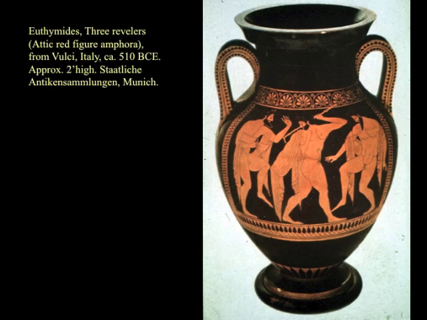Another very famous work. This is by Euthymides, and it's called Three Revelers, another painted red figure amphora, and again, also from Vulci, Italy. So this guy was actually a contemporary of Euphronios and one of his rivals, and in fact, he signed this particular work in a rather interesting manner. It actually says, "Euthymides painted me, as Euphronios never could do."